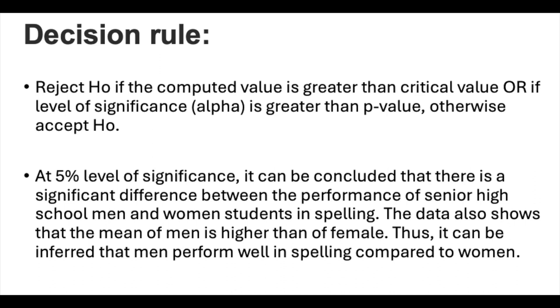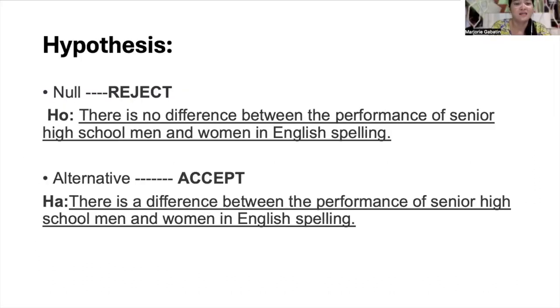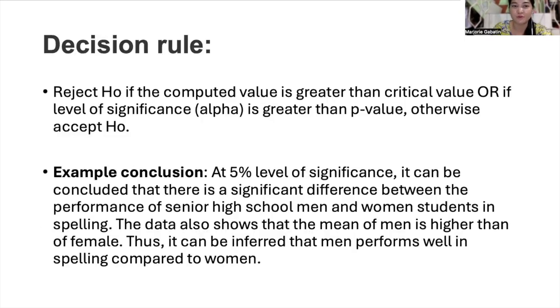Like I said, if the text is blue, your result is significant. If it's red, it's not. Again, class, what's the decision? The decision is to reject the H0. Depending upon the results, the H0 says there's no difference between the performance of senior high school men and women in English spelling, and the alternative is to accept that there is a difference between the performance.